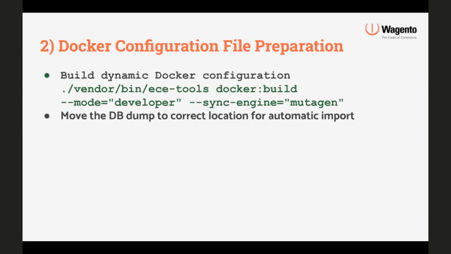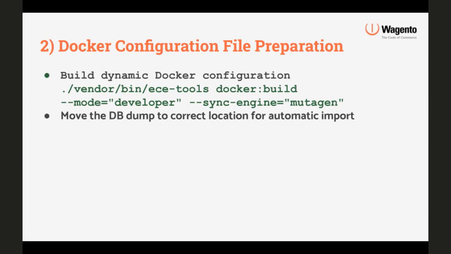There's a couple options we're going to use for the build command. The first is mode developer. There is a production mode or a production Docker configuration that would be more appropriate for testing, doing automated tests, or just a demo of Magento. But since our purpose here is to start development on a project, we're going to use the development mode of Docker.